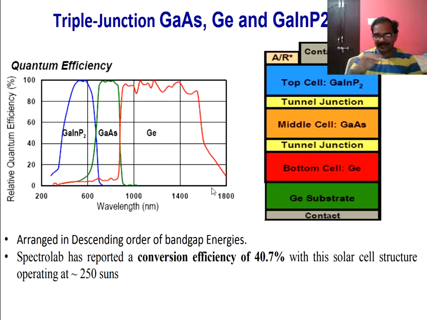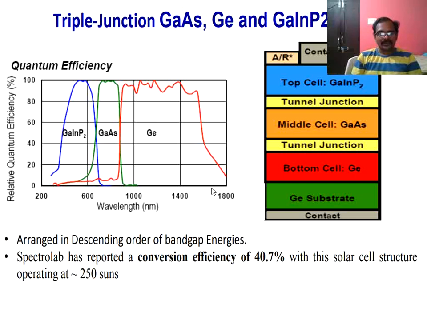So the bottom layer is germanium, the middle layer is gallium arsenide and the top layer is gallium indium phosphide. You can understand that gallium indium phosphide has the highest band gap, gallium arsenide is in the middle, and germanium has the least band gap. Germanium band gap is 0.7 electron volts. Gallium arsenide is more than 0.7. Gallium indium phosphide is more than gallium arsenide. This is how it will be made. So there is a bottom contact and the top contact. That ARC is nothing but anti-reflective coating.